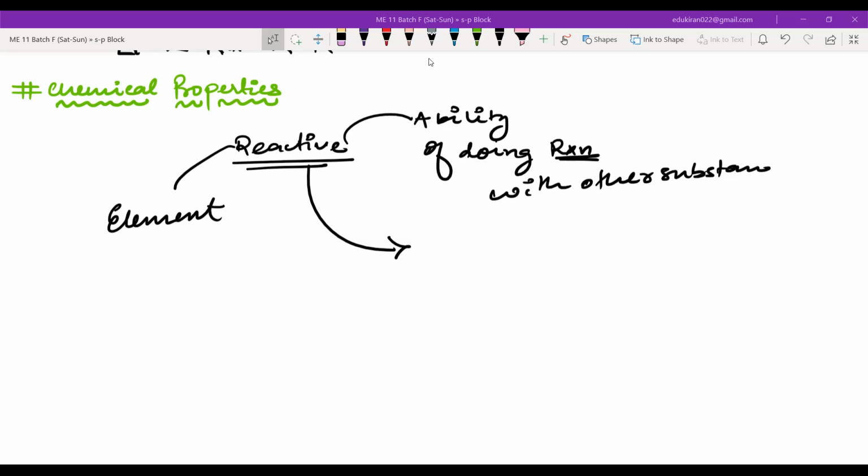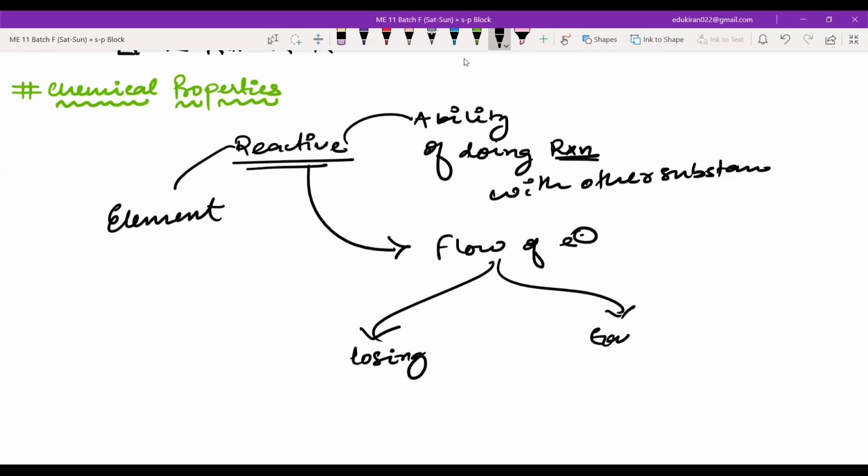Whenever there is a reaction, there is a change in electrons, yes or no? So there will be some flow of electrons. All reactions, you can boil down to flow of electrons. Now, when there is flow, there will be some atom or substance that is losing electrons, and something that is gaining electrons, right? There will be loss by someone and gain by someone, whether you're talking about species or elements or any other ions.